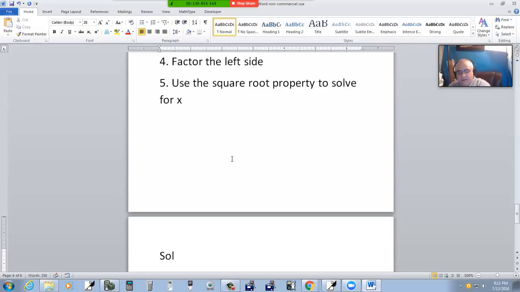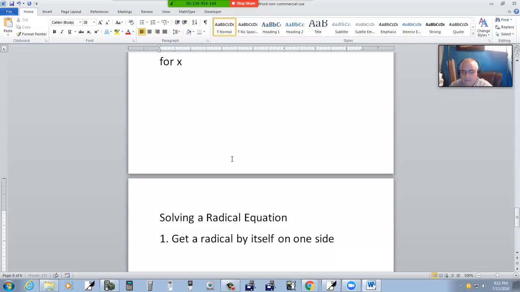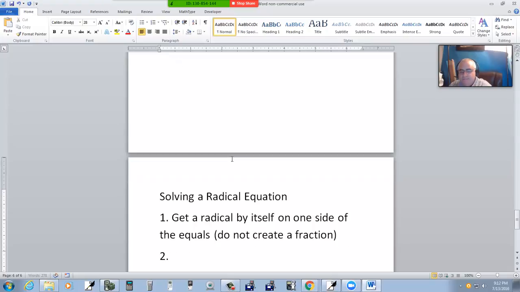Solving a radical equation. Of course, a radical equation, you got an equation with a radical in it. First step is to get a radical by itself on one side of the equals. Nothing in front of it, nothing after it. But do not create a fraction. These problems are hard enough without actually putting fractions in there.